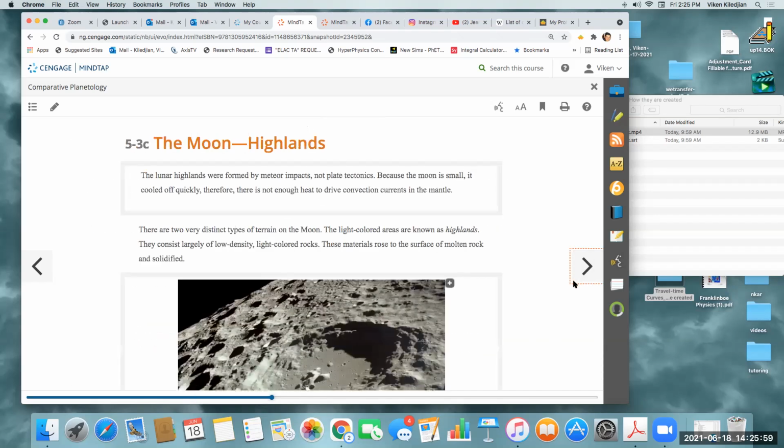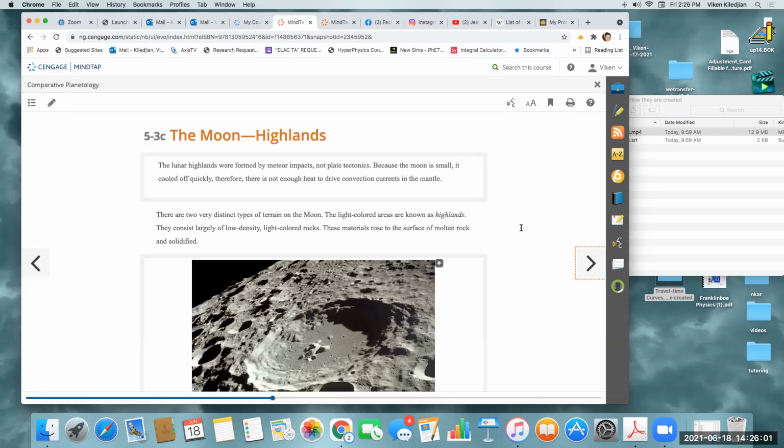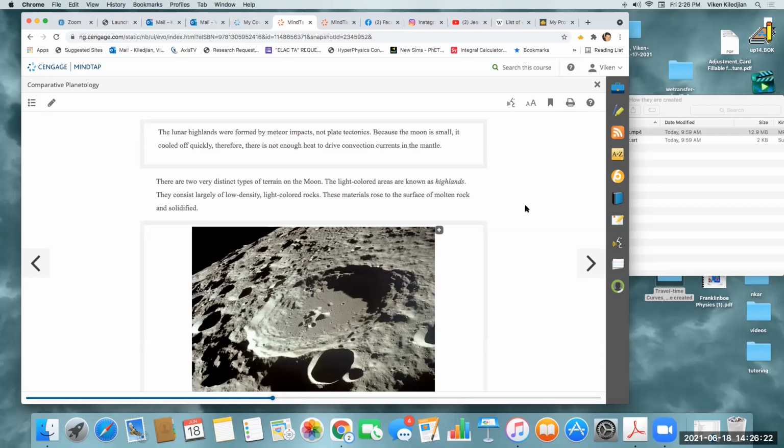So let me get a little bit smaller. The lunar highlands were formed by meteor impacts, not plate tectonics. Because the moon is small, it cooled off quickly. Therefore, there is not enough heat to drive convection currents in the mantle. You see? So very small objects cool off very quickly. So no convection currents. There are two very distinct types of terrain on the moon.